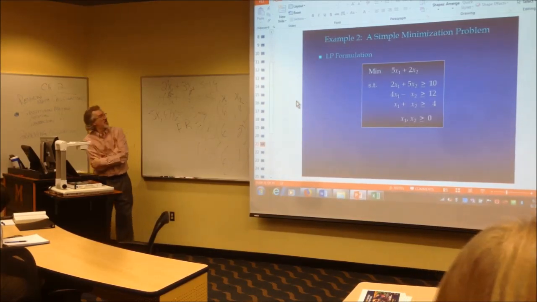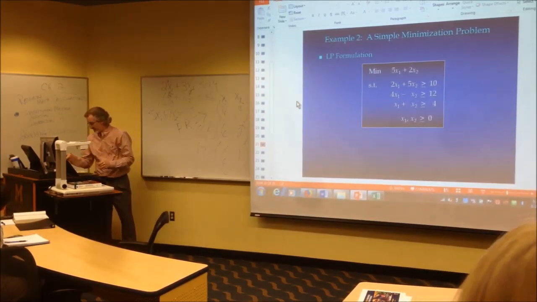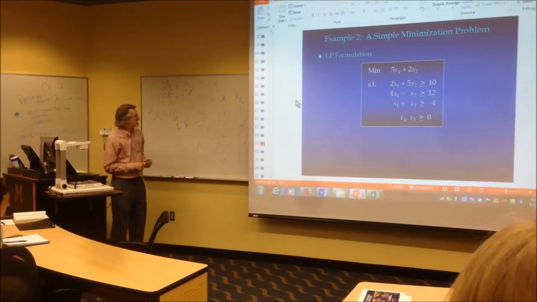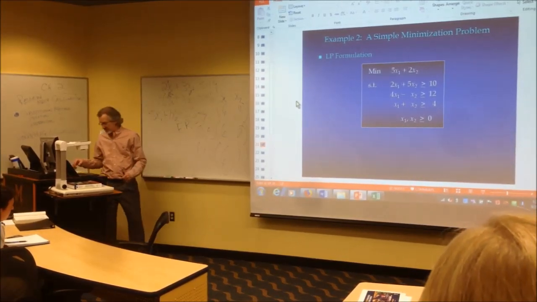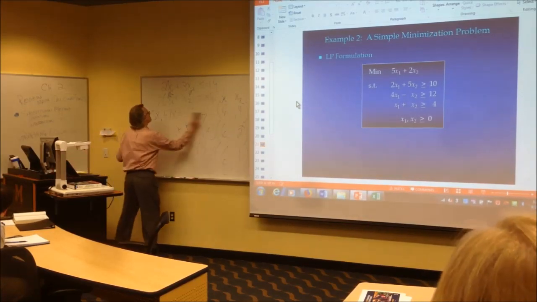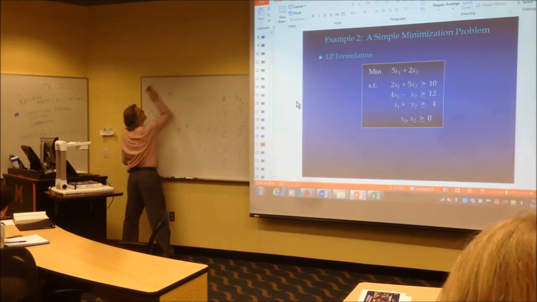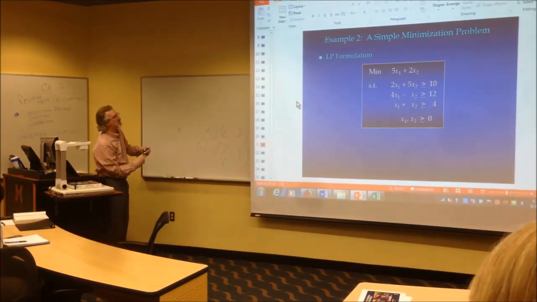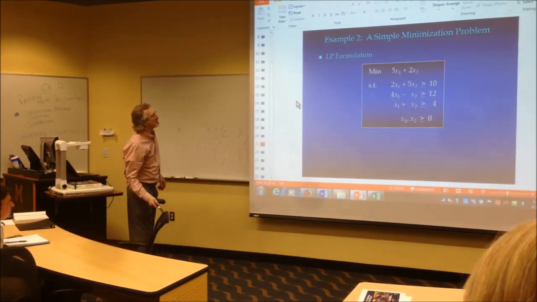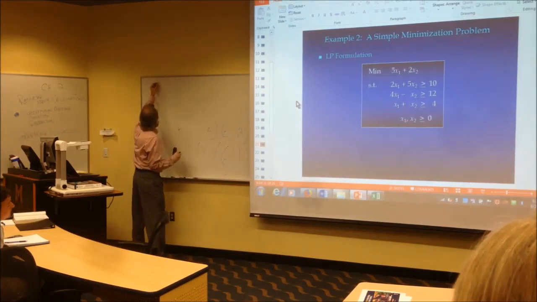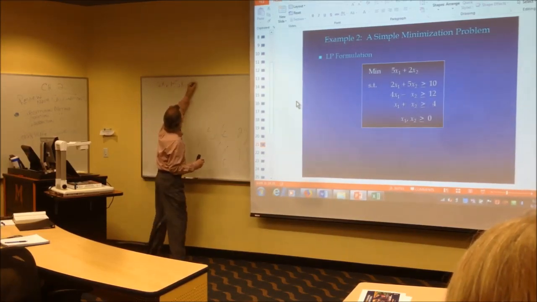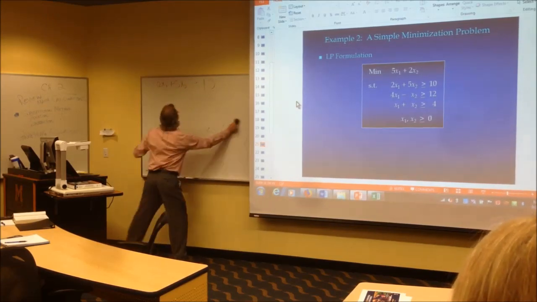Okay, here we go. Let's just look at this one. Let's go for it here. You ready? Let's start with graphing. Is this the same equation? No, that's different. 2x1 plus 5x2 greater than or equal to 10. Is that what that says?